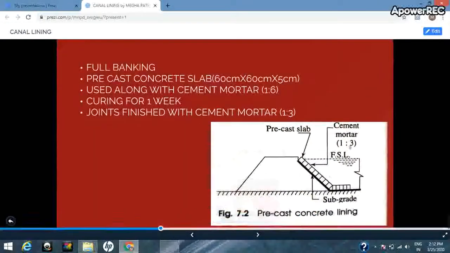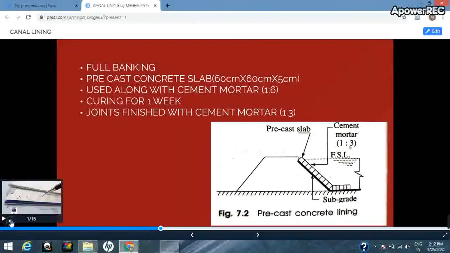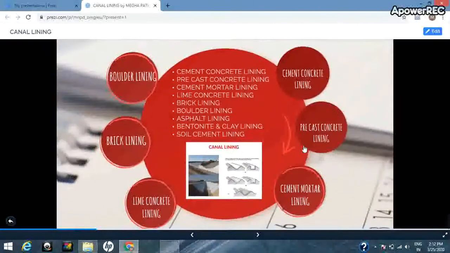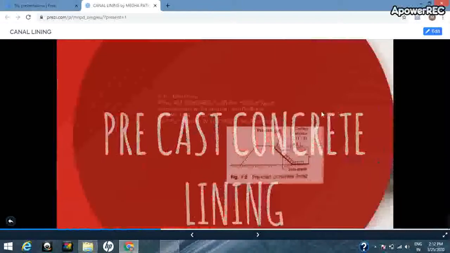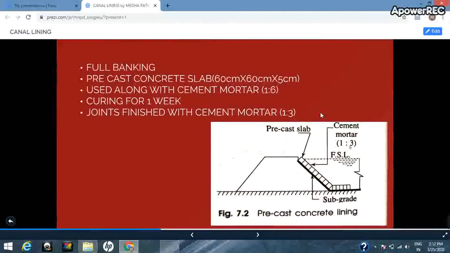Okay, the next lining which we are going to discuss is precast concrete lining. You have to note down the important points. The first one is that this type of lining is also provided in full banking.